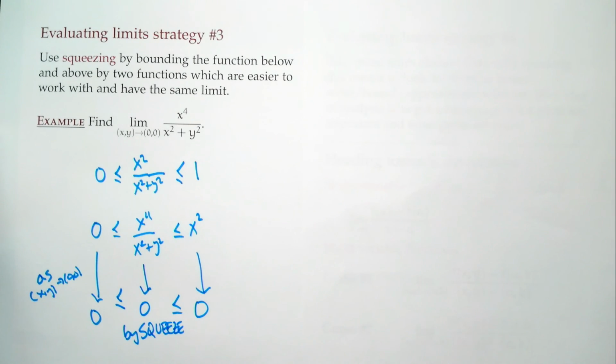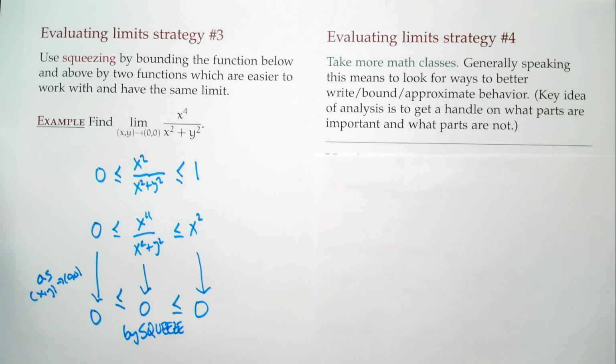All right, so that's strategy number 3. Now, what's strategy number 4? Take more math classes. All right, limits are tough, but there are lots of ways to approach it. Generally speaking, what do we want to do? Look for better ways to write the function. Maybe you can factor things and get cancellation. Look for ways to bound behavior.